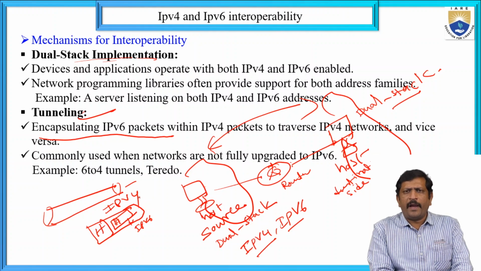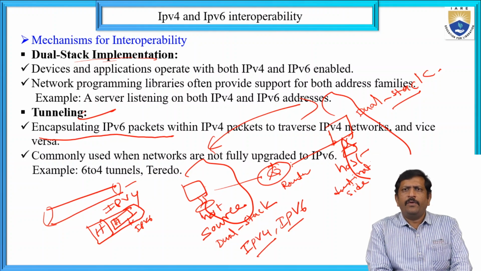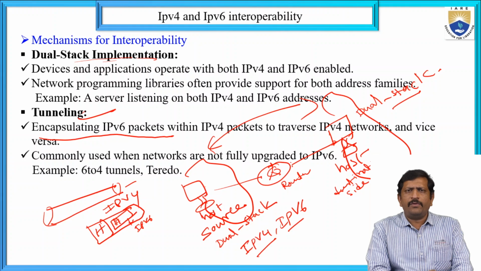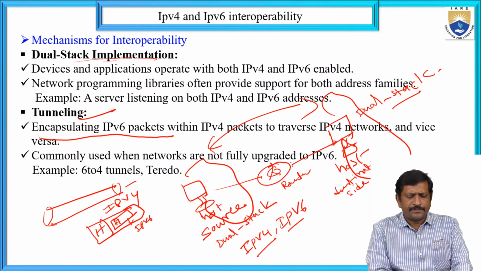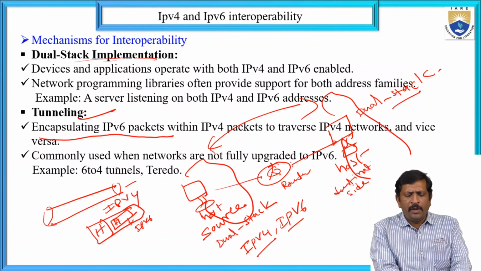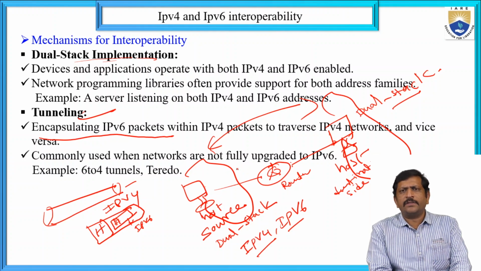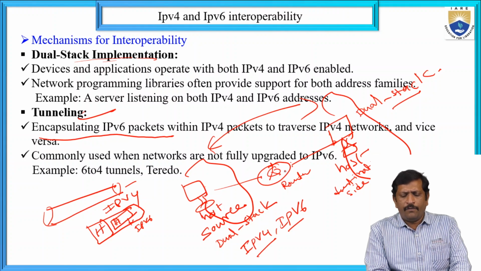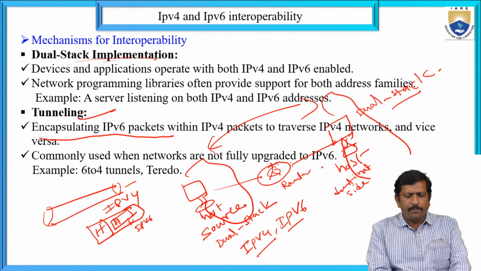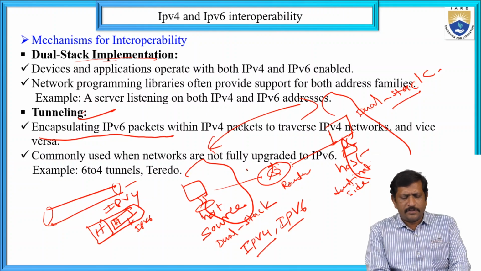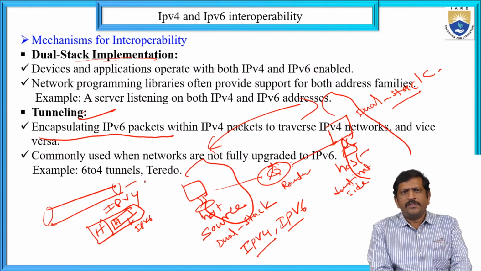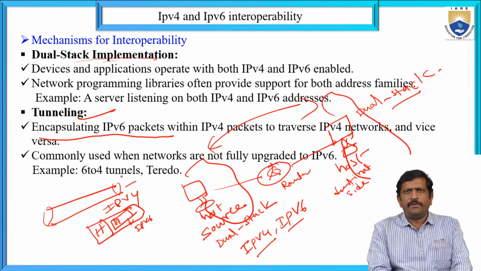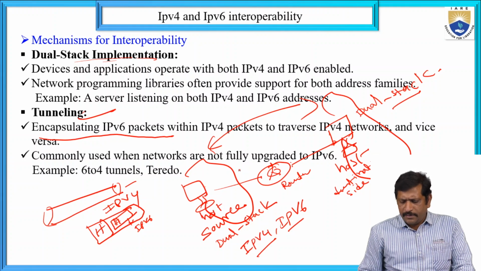By inserting one packet into another packet, we can transfer the data and establish communication from one device to another device. That is commonly used when the networks are not fully upgraded to IPv6. For example, 6to4 tunnels, GRE. So these are the examples for tunneling.